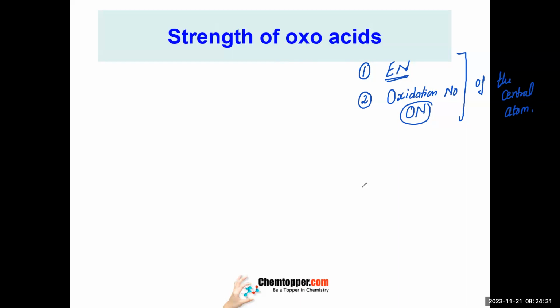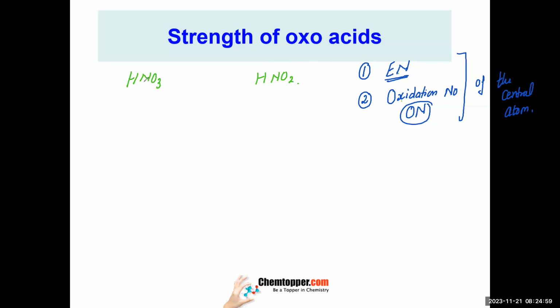Let's see the meaning. I'm giving you two oxoacids. One is HNO3, the other one is HNO2. Which one is stronger? You already know. Which one is stronger, children? HNO3, nitric acid. Nitrous is weaker. Now let's prove it by this concept.